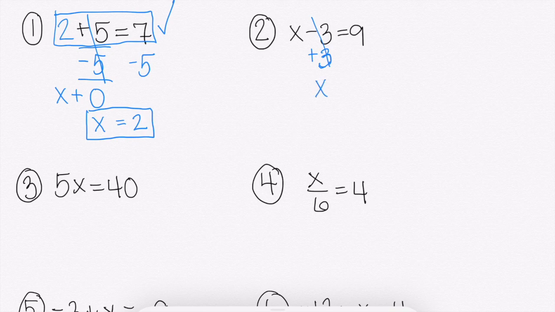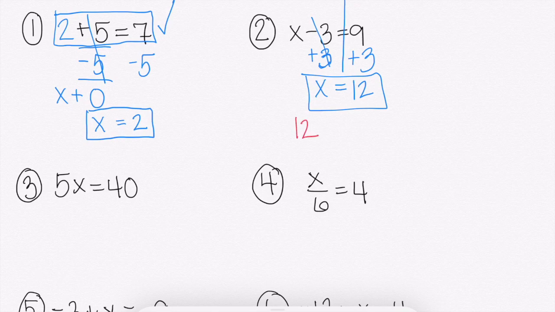But whatever we do to one side, we have to keep it balanced. If we add 3 to our left side, then we have to add 3 to our right side, so that we get x equals 9 plus 3, which is 12. We're going to go ahead and check that. Instead of having x, we're going to have 12 minus 3, which does 12 minus 3 get us 9? Yes, it does, so we know we found the correct x.